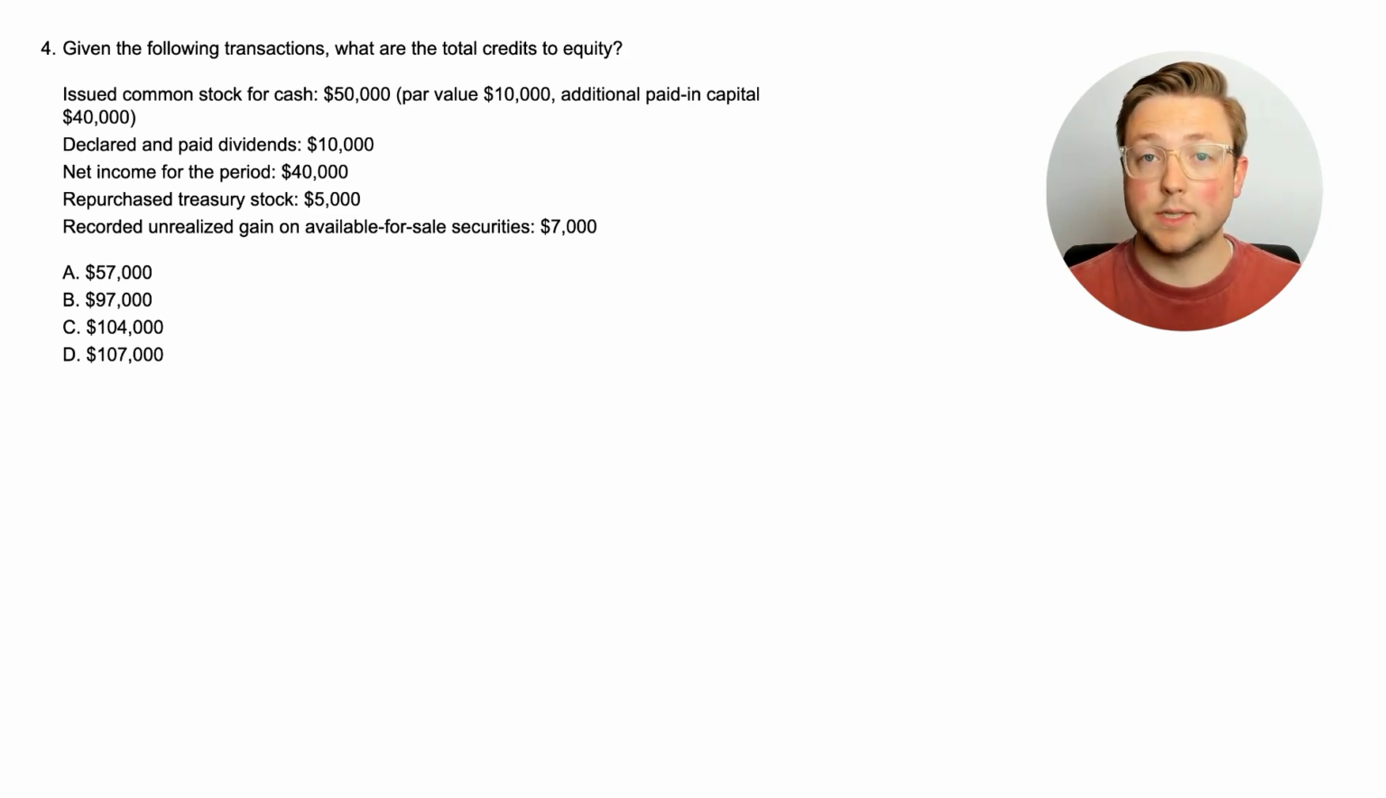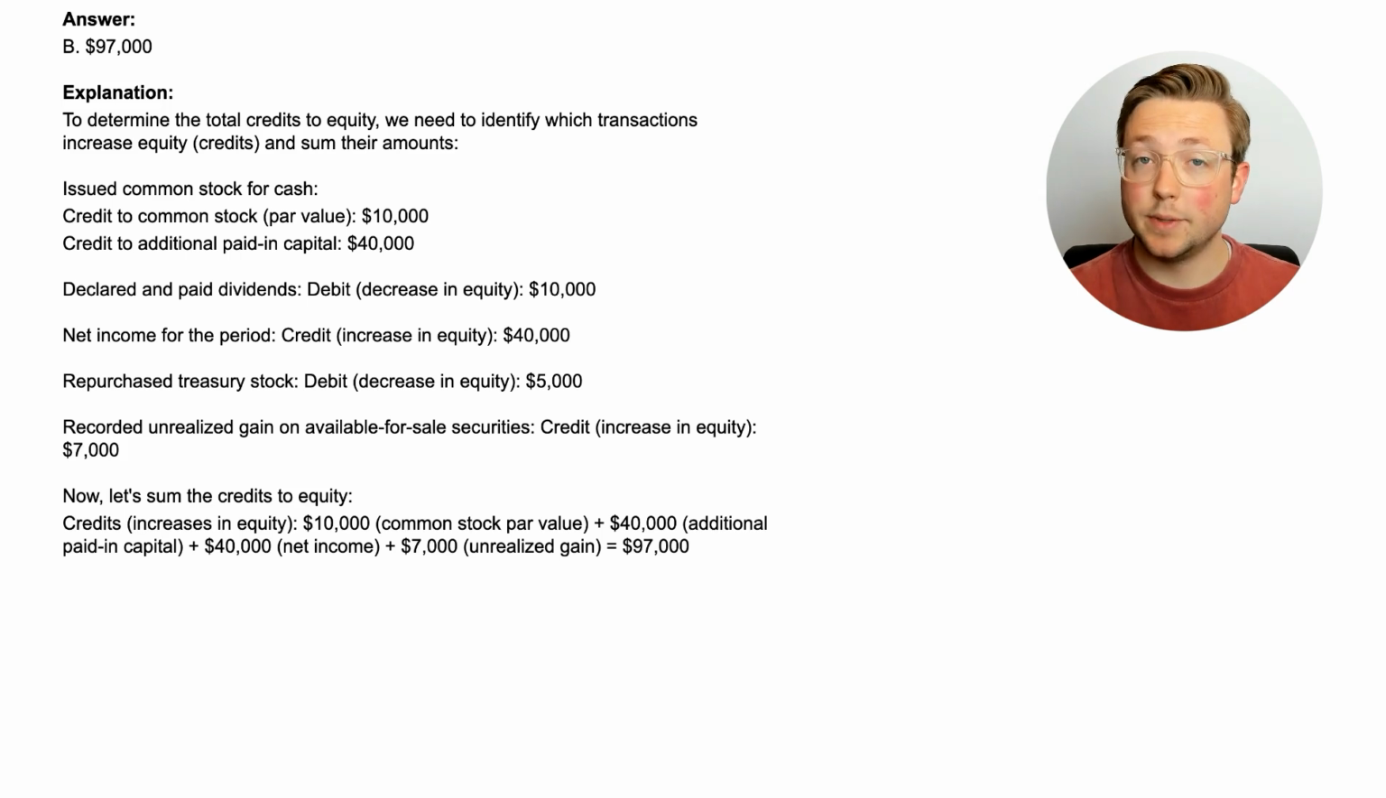We've been talking about these things, and we've been talking about some of them increasing and decreasing equity, but how does equity work? Is it increased by credits? Is it increased by debits? Just remember the accounting equation, but again, if you don't know how to do it, that's okay. We're going to go straight to the answer. And the answer is B, $97,000. That's the total credits or increases to equity.